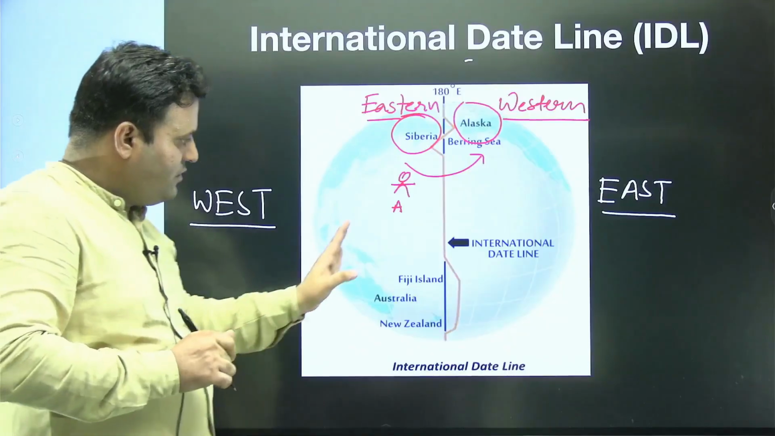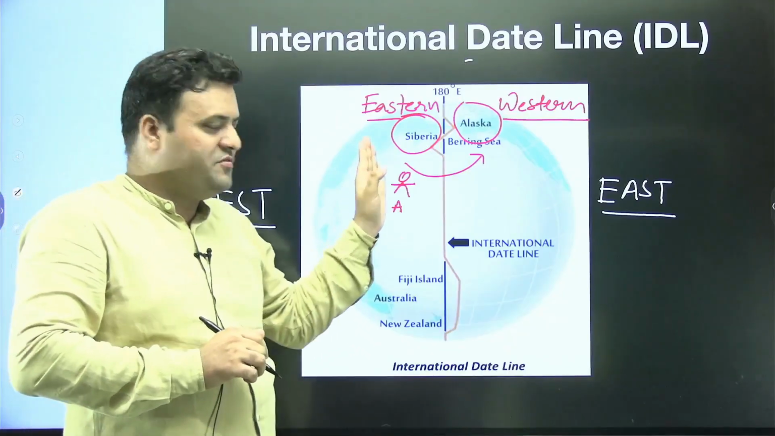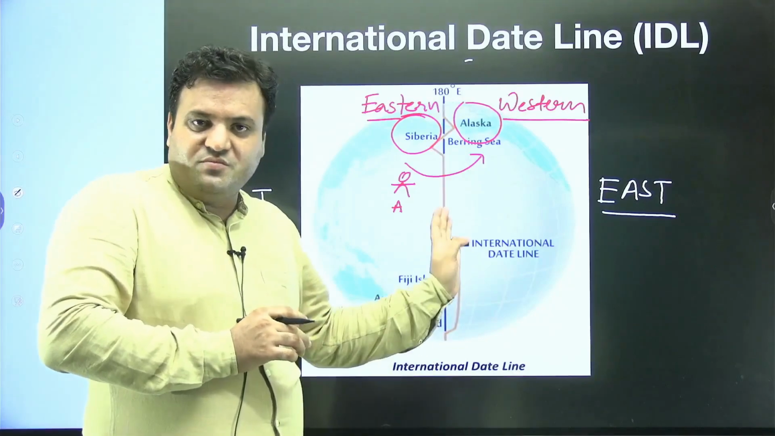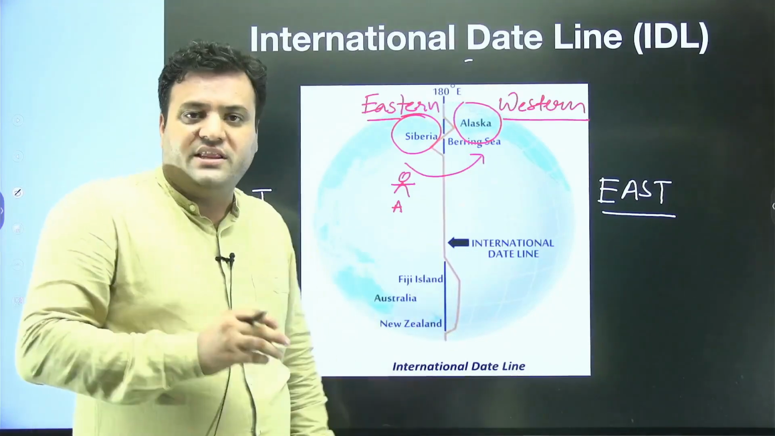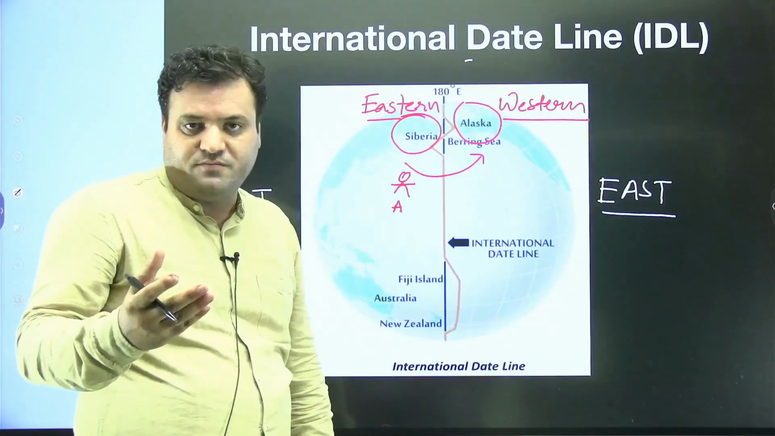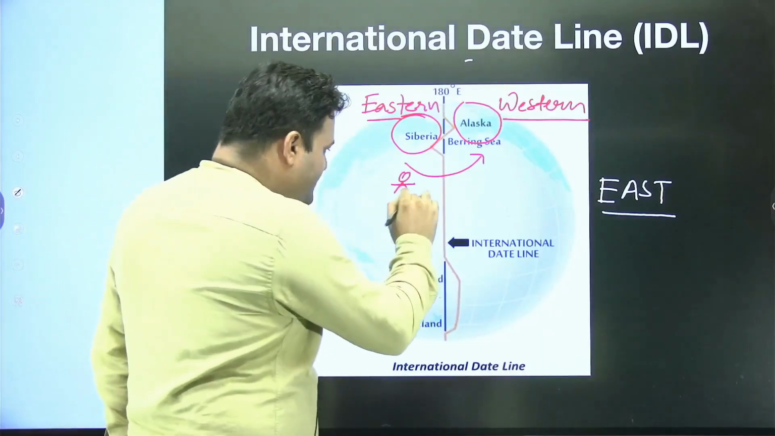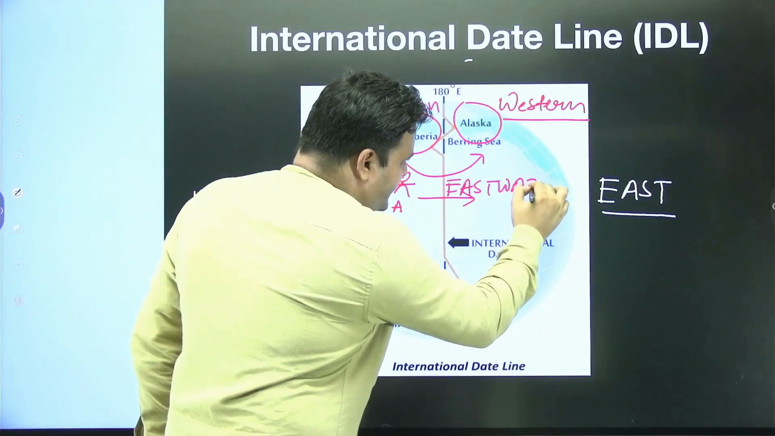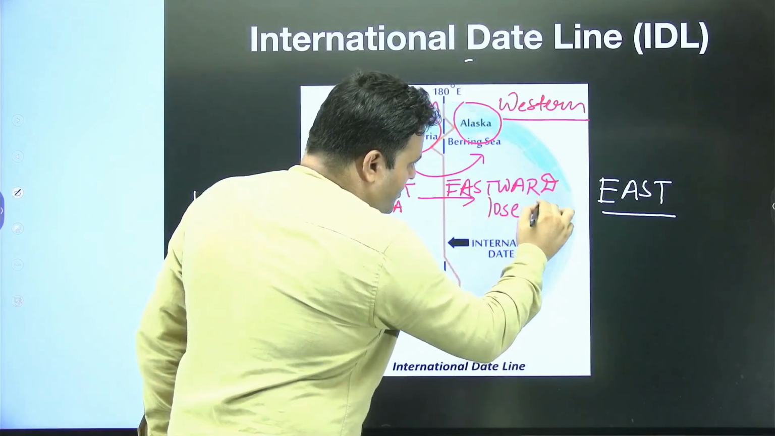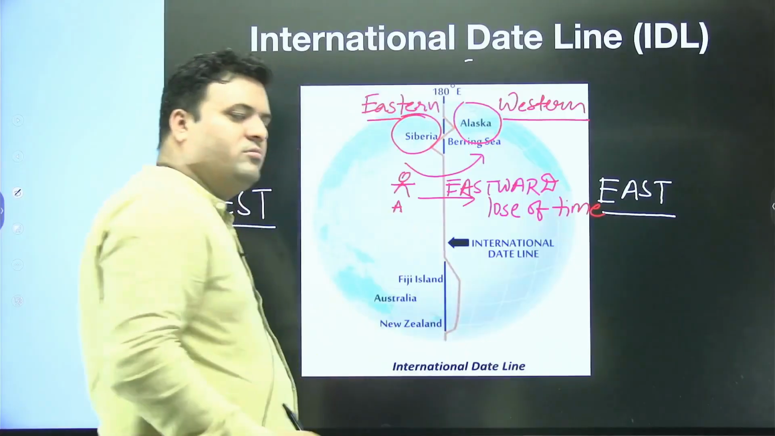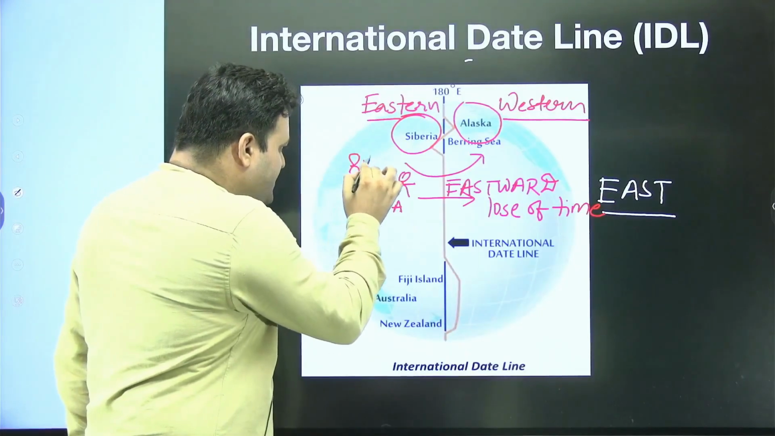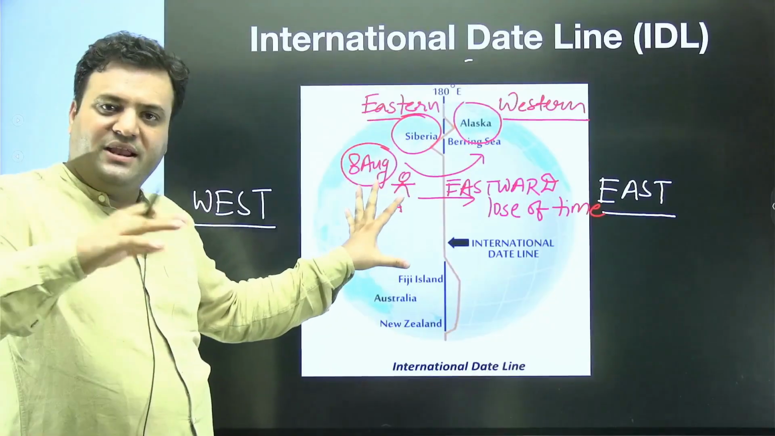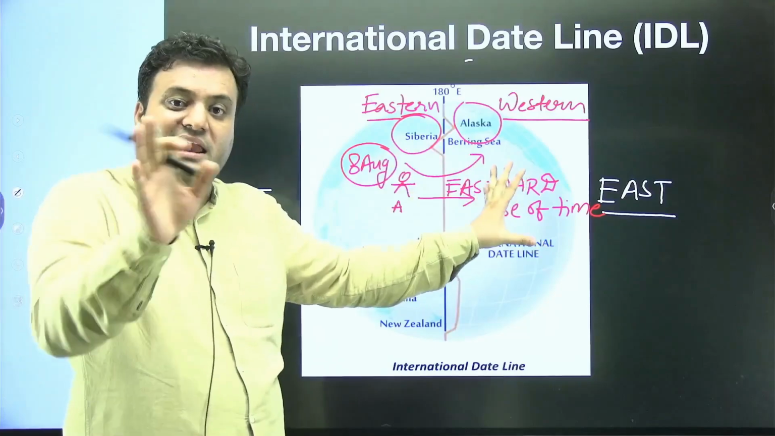Likewise, if this person A is moving from Siberia to Alaska, this person is moving eastward. If you move eastward, there will be what? There will be a loss of time. So while moving eastward, there will be a loss in time. How? Let's take an example. Suppose there is 8 August in Siberia. This is the Eastern Hemisphere, which will remain ahead in time, and this is the Western Hemisphere, which will remain lagging in terms of time.